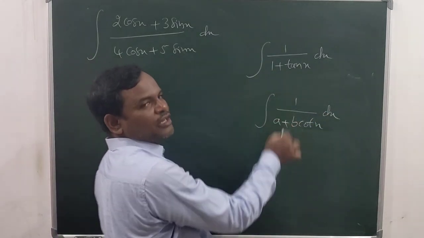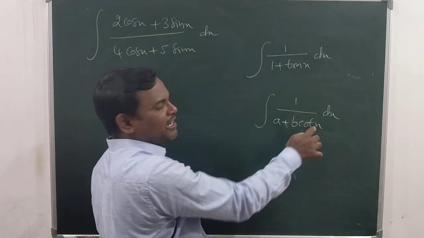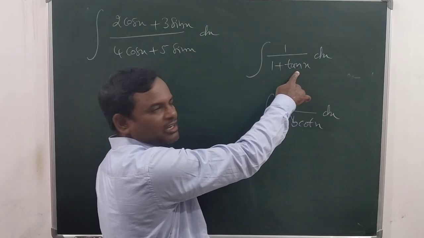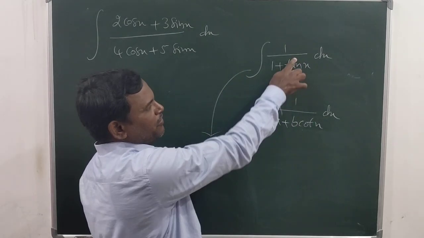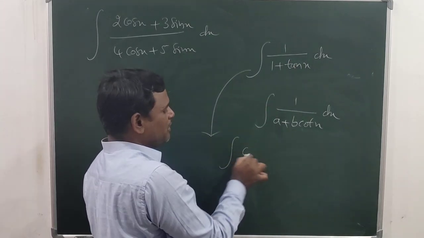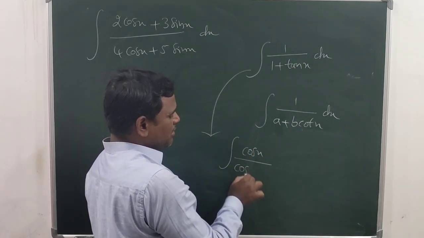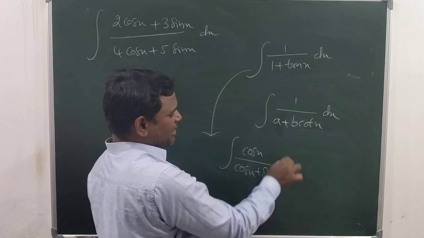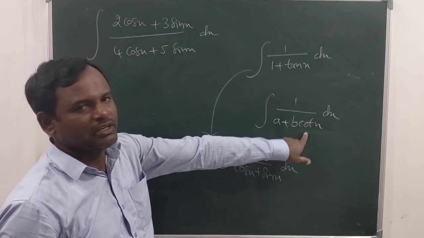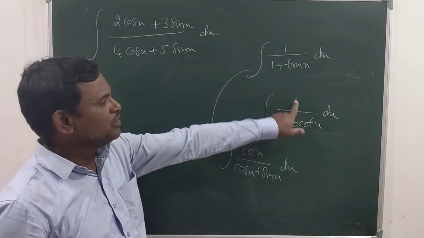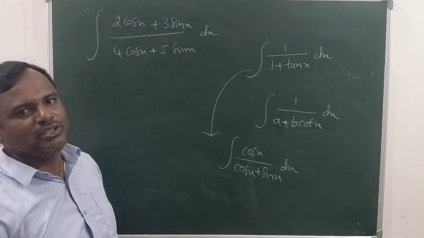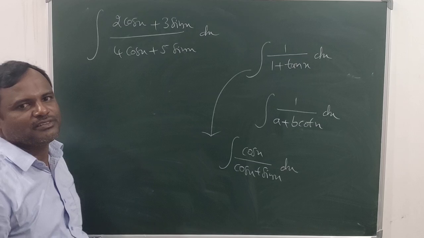In these cases you have to express this tan and cot in terms of sin and cos, sin by cos, and simplify. Tan x as sin x by cos x, and simplify. You get cos x by cos x plus sin x dx. Then follow this method. Here also cot can be written as cos by sin. So you will get sin x by a sin x plus b cos x. Again came to this form, and follow this procedure.